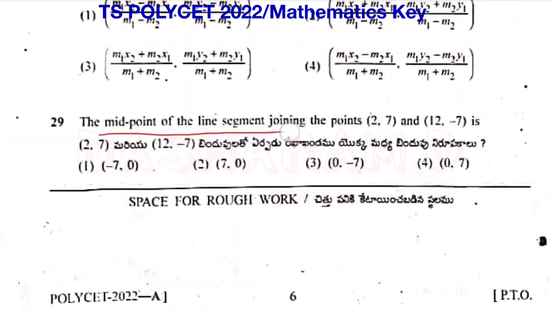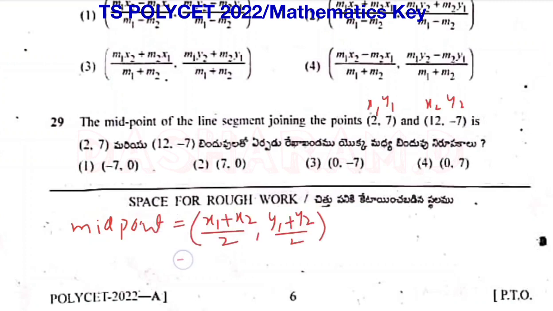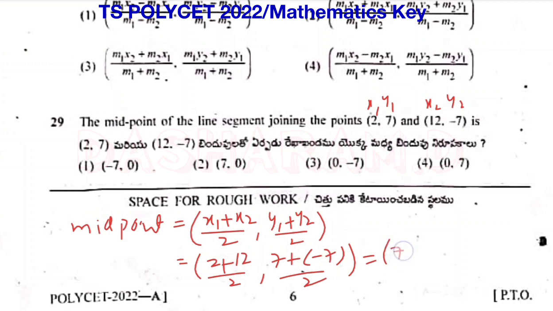The midpoint of the line segment joining the points (2, 7) and (-12, -7). So the midpoint formula is ((x1 + x2)/2, (y1 + y2)/2). 2 plus (-12)... 14 by 2... 7 plus (-7) is 0, 0 by 2 is 0. So (-5, 0)... option 2 is correct.